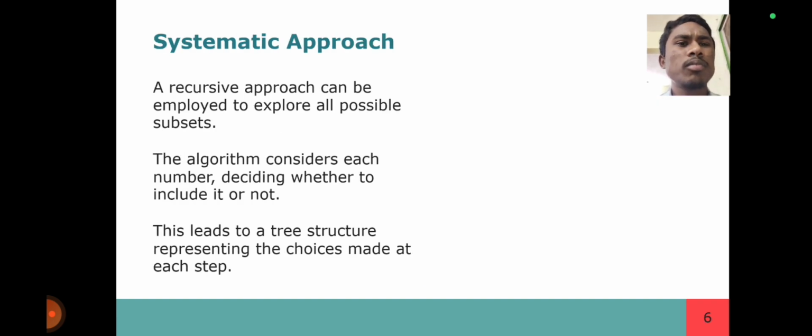Systematic approach. What is meant by systematic approach? A systematic approach is nothing but solving any problem systematically. A recursion approach can be employed to explore all the possible subsets. What is meant by recursion? Recursion is nothing but backtracking, where we call the function recursively. That means we can go back and call the function where we need that function. The algorithm considers for each number the decision whether to include it or not. This is a tree structure representing the choice made at each step.